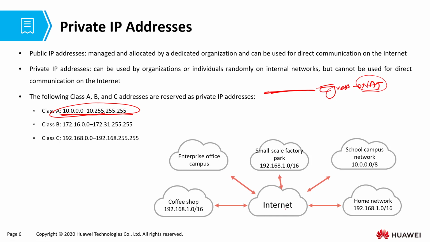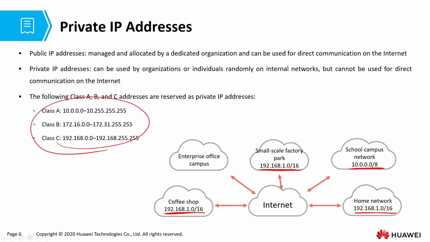So, in this illustration, we have an enterprise offline campus, a small-scale factory park, a school campus network, a home network, and a coffee shop. You can look at all these are using IP networks in the ranges of private networks. However, outside each of them, if they need to communicate with each other, they are going to send packets that are going to traverse the internet.